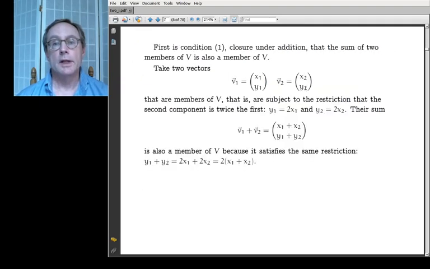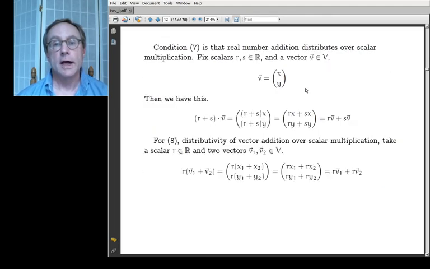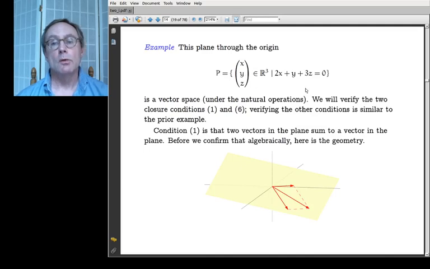Okay, so this is the one that we saw last time and saw at great length. We checked all of the 10 conditions. And now I want to look at a new collection of vectors, instead of a line through the origin in R2. This is going to be a plane through the origin in R3. The plane 2x plus y plus 3z equals 0 through the origin in R3.